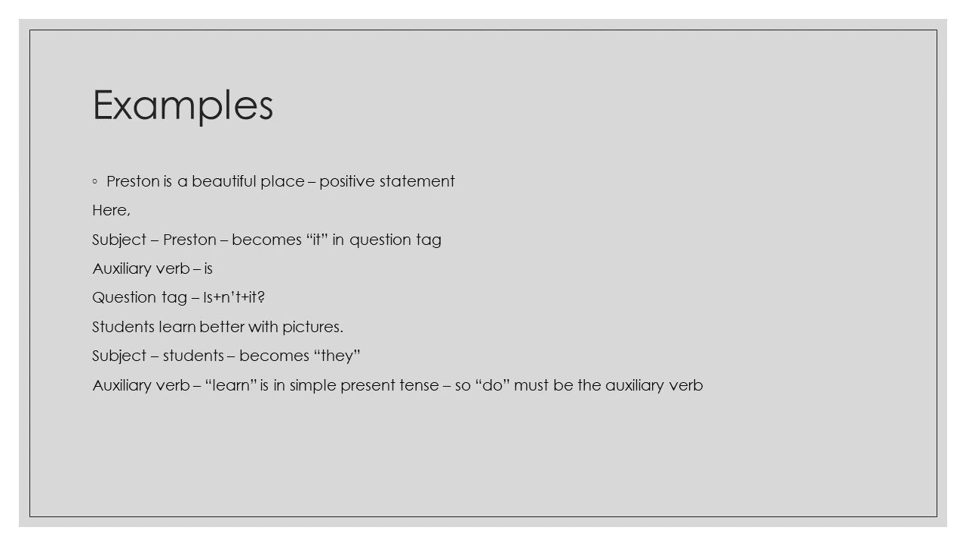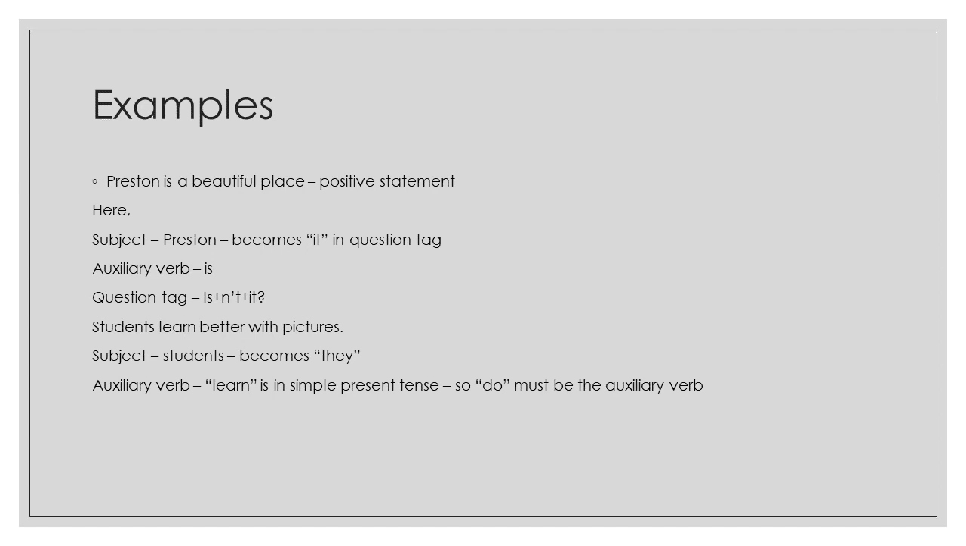Okay, let's look at the next sentence here. So this is in simple present tense. So the sentence is students learn better with pictures. So what is the subject here? Subject is students, which is in plural form. And because of this, the pronoun is also going to be in plural form, which is they. Okay, that is nominative case. That's a bit complex, but I hope you understand. Okay, students become they. Now the auxiliary verb here is hidden because it's a simple present tense.